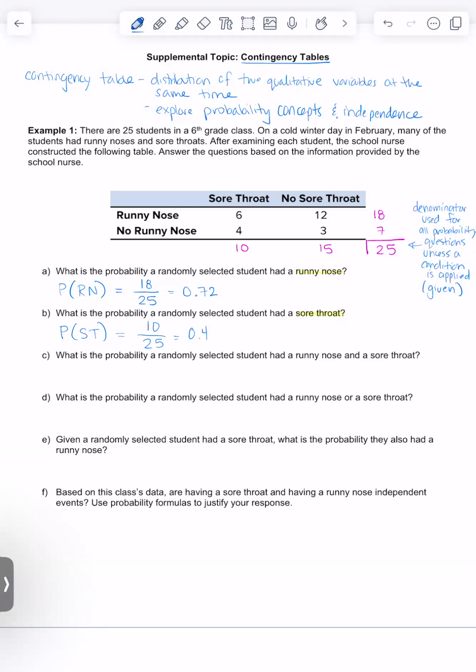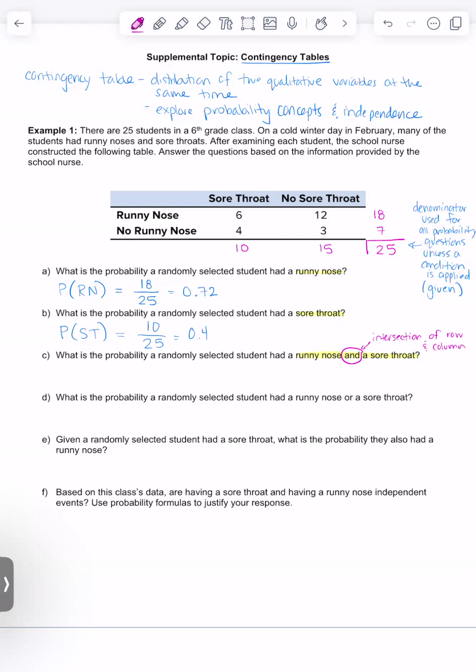All right, just a couple more questions to go. What is the probability a randomly selected student had a runny nose and a sore throat? Okay, there's one of our keywords. So let's go ahead and use this pink pencil. The word "and" is actually going to be at the intersection of a row and column. So in this table, the word "and" actually means that we answered both questions at the same time. So that would be somewhere inside the table.